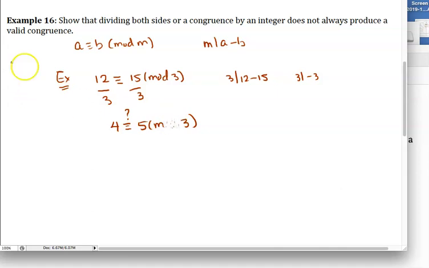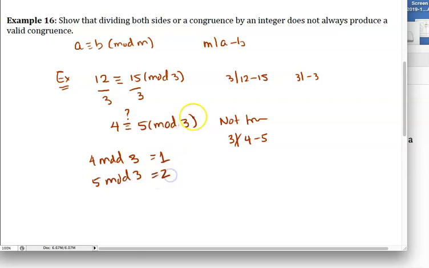All right, so let's write this nicer. And this is not true, because 3 does not divide 4 minus 5. Or another way you can put it, 4 mod 3 has a remainder of 1, and 5 mod 3 has a remainder of 2. So these are not congruent to each other. So division for congruences doesn't always work.